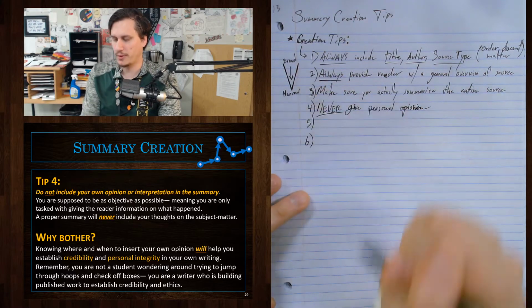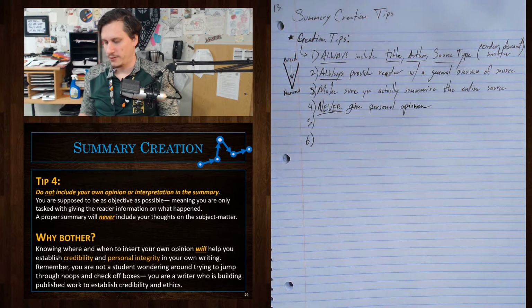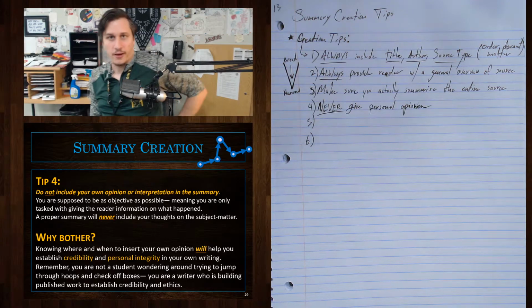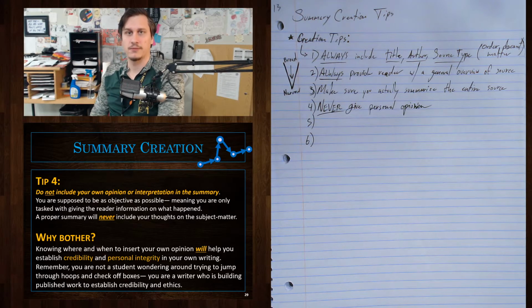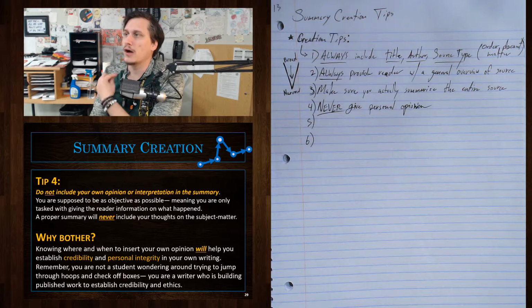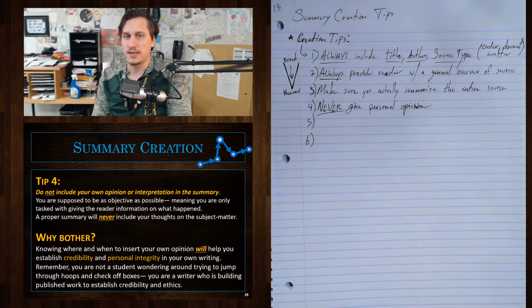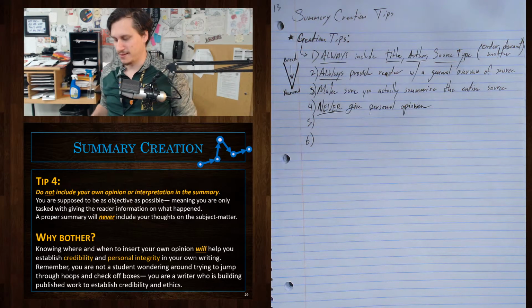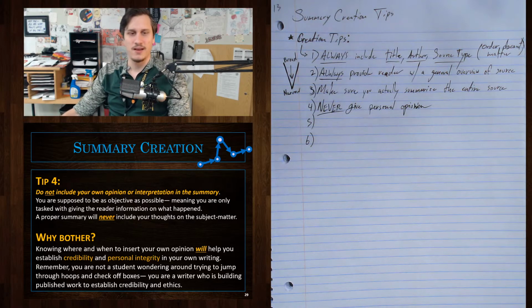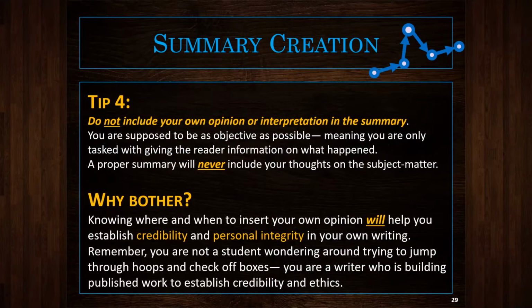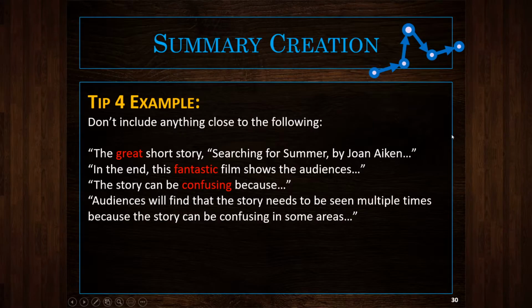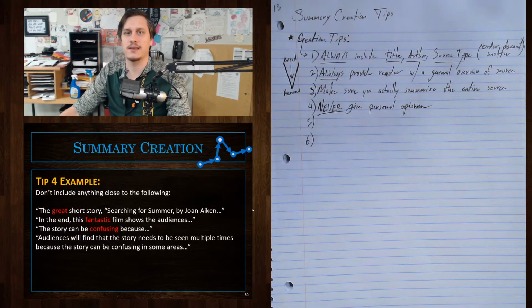I don't care what your opinion is. It'd be like your friend asking you, oh, wow, what was that movie about? Because you saw a really good movie. And then you're just like, yeah, it was really good. You know, that makes you sound like an idiot, right? Yes. Don't give your own personal opinion. What does this look like in the classroom? I've had situations where kids will say things like this: the great short story, the fantastic film, the confusing story. Audiences will have to see the story multiple times because it's confusing, things like that. Don't say things like that.